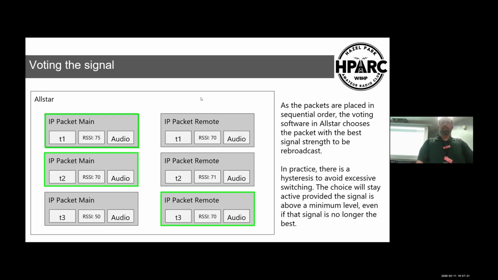So in the example here, it'll pick 75 because it's the strongest at first. It might drop down to 70, but assuming we say anything over 60 is good, even though that other packet has a better signal strength, we'll stay on the original stream until it drops below a certain threshold, at which point we'll take whatever the best signal is again and stick with that signal. And that's just, as I mentioned, to keep it from bouncing back and forth and switching. If you're getting the same signal from two sites, one's between 70 and 71, one's between 69 and 70, you don't want it hopping back and forth if the audio is pretty much the same.